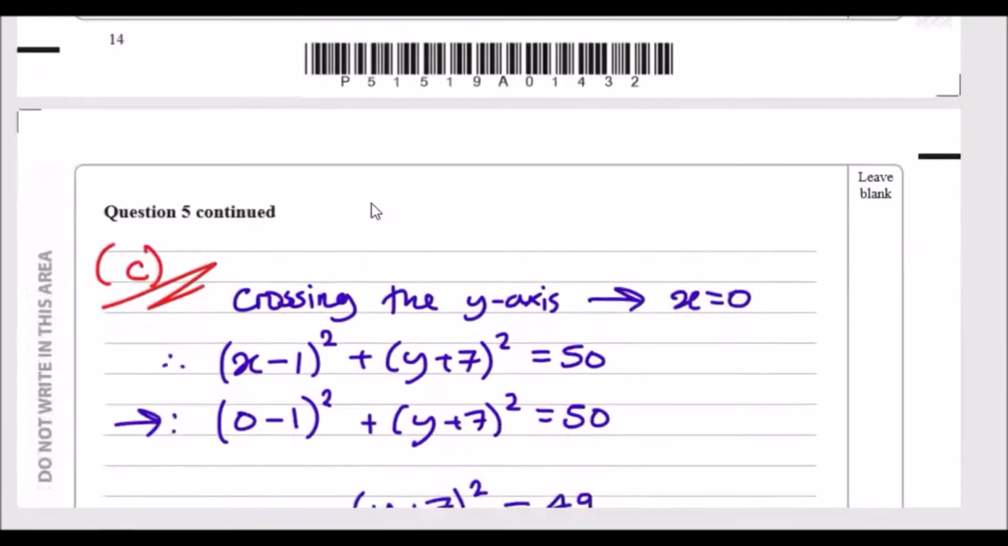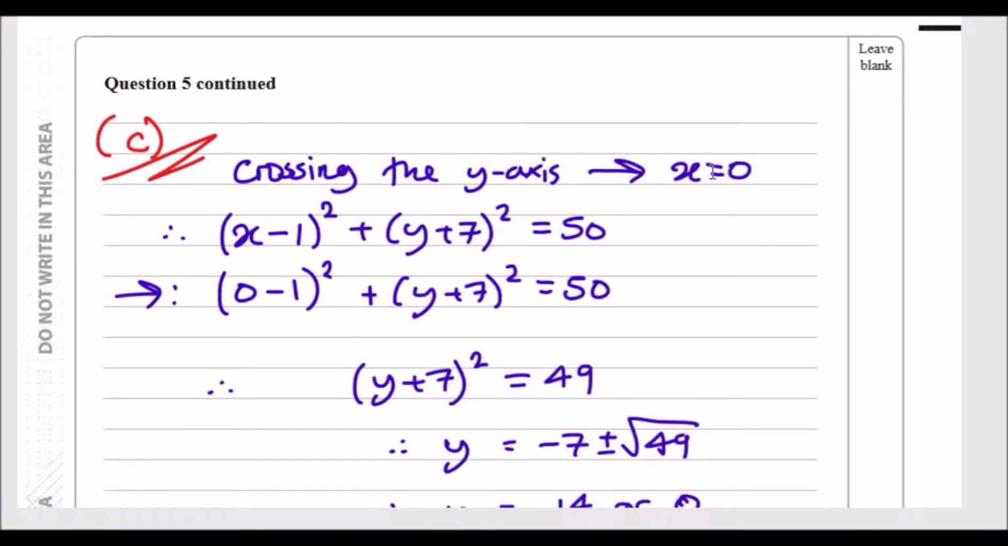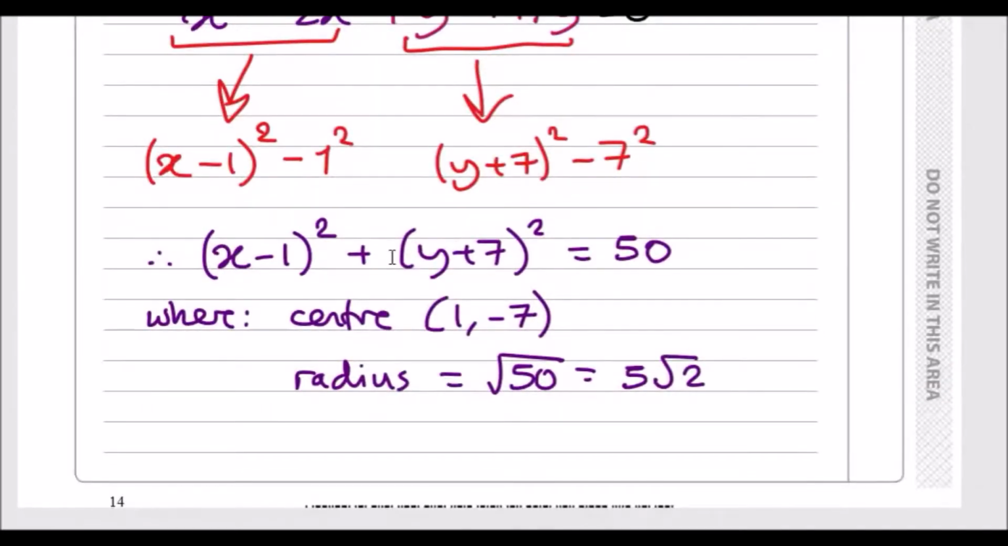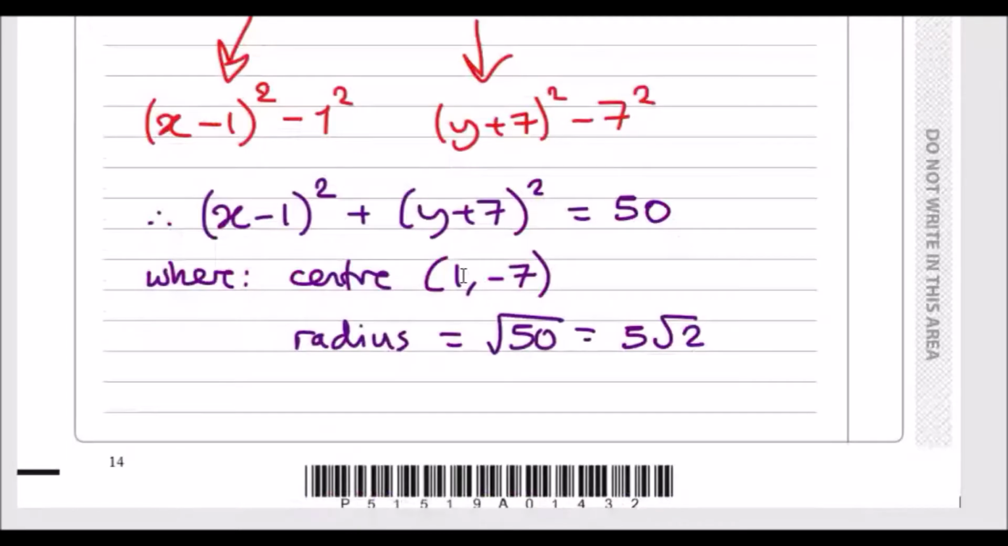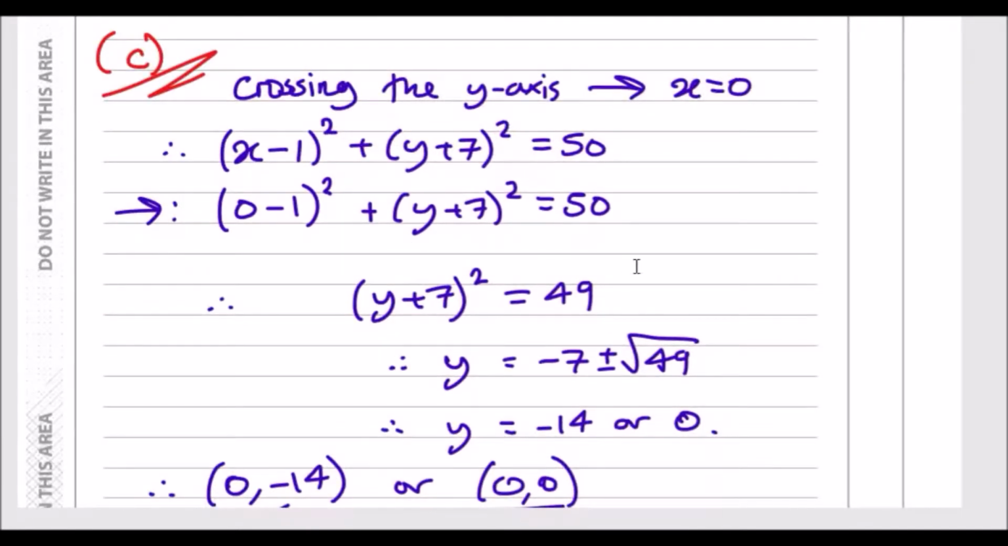So what I did in part C, I just said crossing the y-axis implies x is 0. Then all you do is plug the value x equals 0 into the circle equation. So replace x with 0 in this, or even this one here. Both are fine. Actually, this would have been better. Solving it, you just do your standard maths.